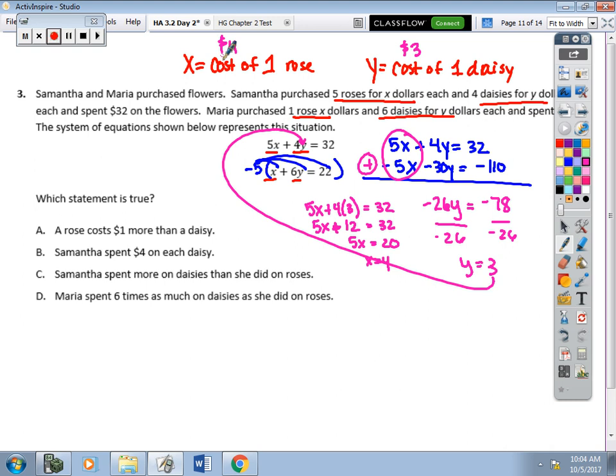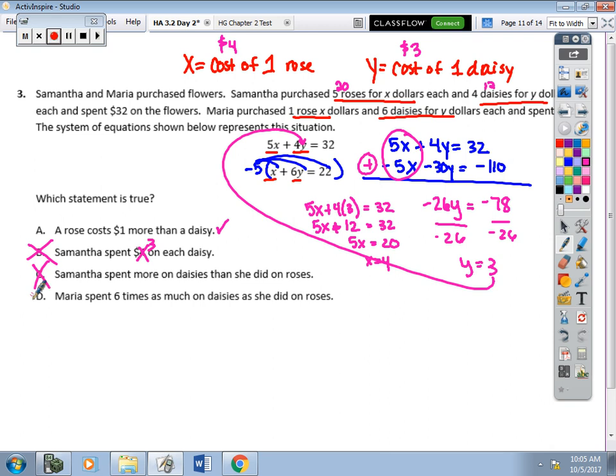Now let's read the answer choices. A rose costs 1 more than a daisy. A rose costs 1 more. That's true, but let's read all the other ones. Samantha spent $4 on each daisy. No, she spent $3. So that's wrong. Samantha spent more on daisies than she did on roses. Well, 5 times 4 is 20, and 4 times 3 is 12. So no, she spent more on roses, so that's wrong.